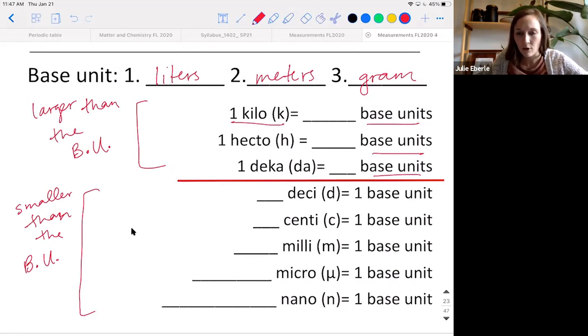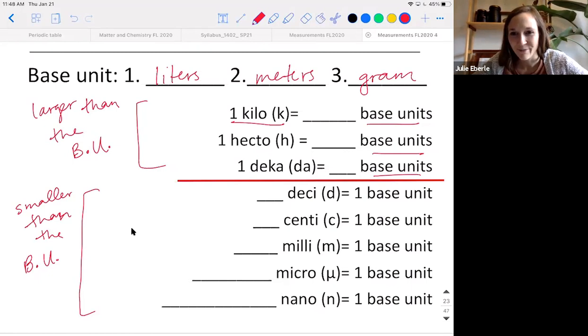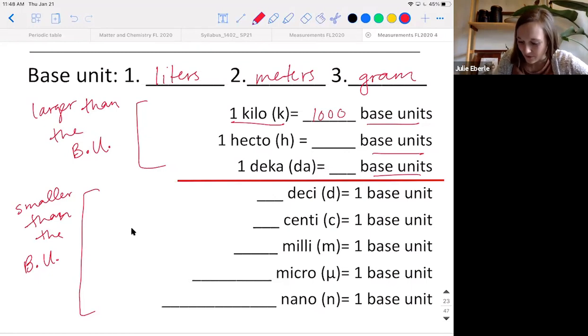If I have 1 kilo, how many base units? If I have a kilogram or a kilometer, how many of the base unit do I have? Okay, well, I bet you guys already know this. If I tell you that I buy a car for 1K, how much money did I pay for the car? $1,000. Is that a good car or a bad car? You're probably gonna tell me, take that car back. Don't buy that car, okay?